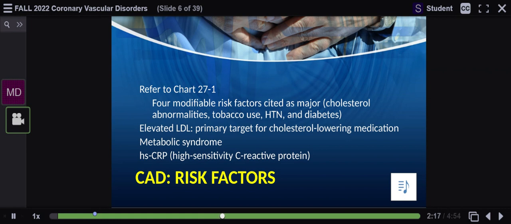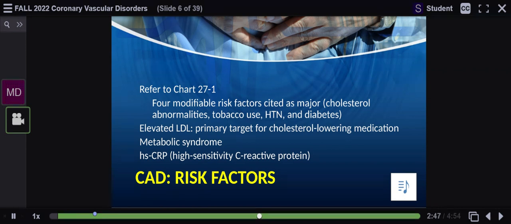Next, examples of modifiable risk factors. We have hyperlipidemia, cigarette smoking, tobacco use, hypertension, diabetes, metabolic syndrome, obesity, and physical inactivity. Let's start with the best one, diabetes. Type 1 diabetes will definitely increase the risk for heart disease even when the blood sugars are well controlled. The risk obviously increases greatly when the blood sugar is not well controlled.